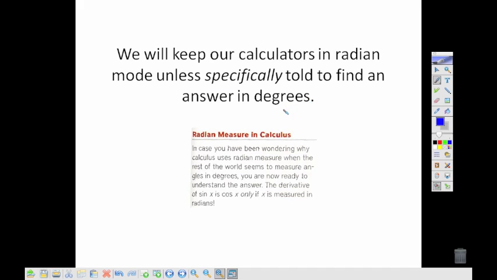Also remember, we're always going to keep our calculators in radians unless specifically told to find an answer in degrees, because these derivatives of sine of x and cosine of x only work when we're measuring in radians.